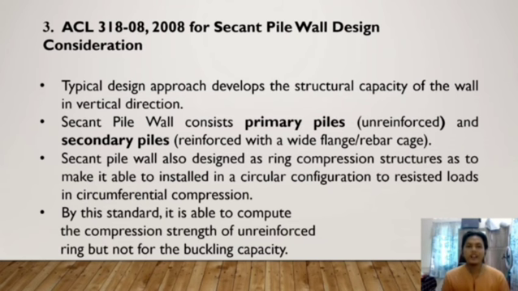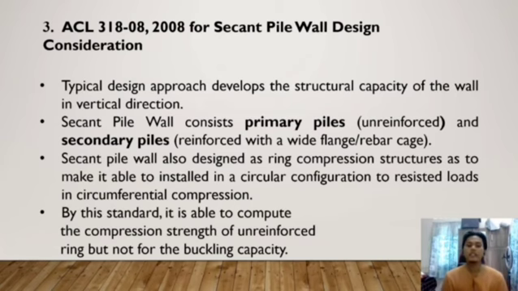Okay, now this is the last standard, which is SCL 31808 2008 for secant pile wall design consideration. In this standard, the typical design approach develops the structural capacity of the wall in the vertical direction. The secant pile wall consists of two piles: primary piles unreinforced and secondary piles reinforced with a steel bar or rebar cage. Secant pile walls are also designed as ring compression structures, to make it able to be installed in a circular configuration to resist the loads in circumferential compression.